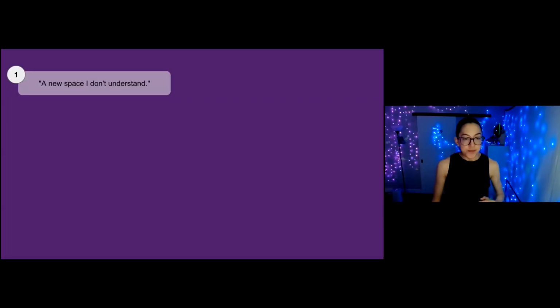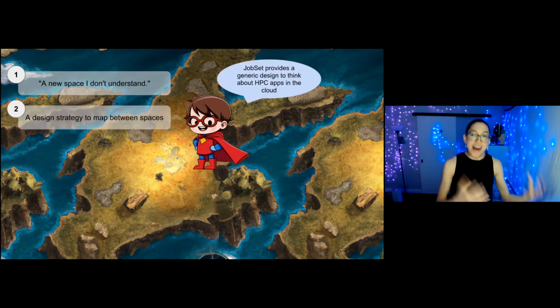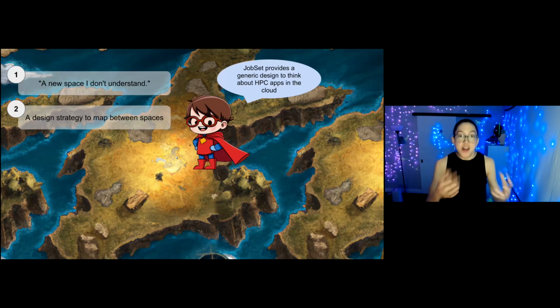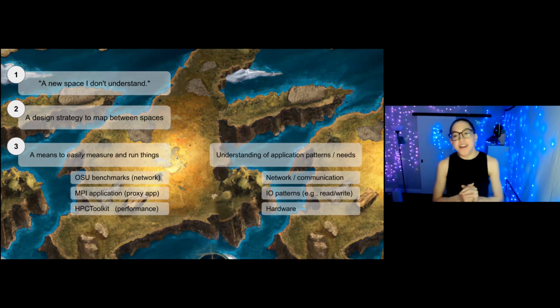And so to kind of summarize the story, we started in this new space that we didn't understand. We found a design strategy to map between spaces. This was JobSet. And then we could figure out a means to easily measure and run things. This was the metrics operator that ran everything from proxy apps to benchmarks. And operators in Kubernetes are so cool. They are like developer Legos for building things. Highly recommend. In parallel, no pun intended, we also need to understand the application patterns and needs so that we can really best optimize the environment for them.